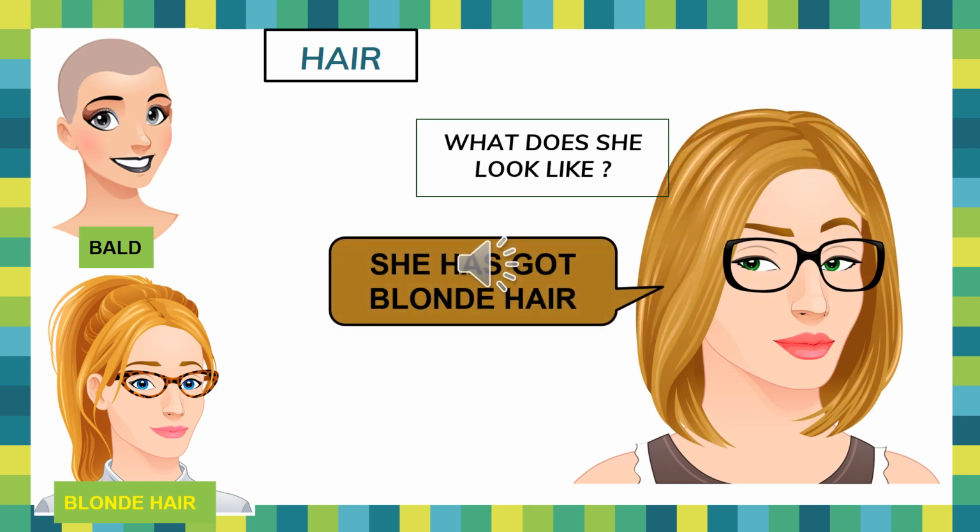Additional vocabulary that you can use to describe someone's hair in this picture is bald, and additional color is blonde. So the sentence, if you construct it, will be, she has got blonde hair.